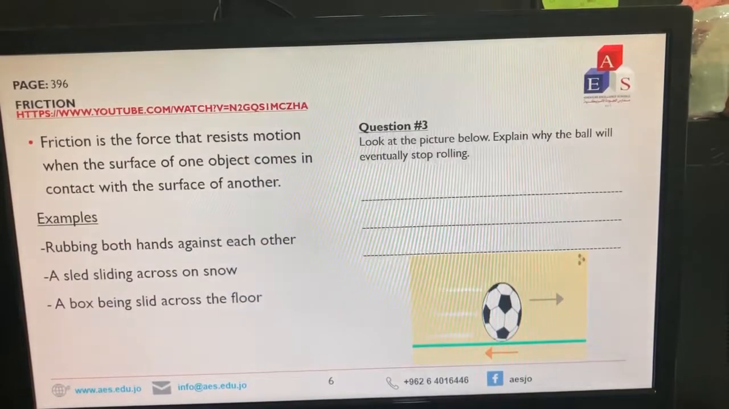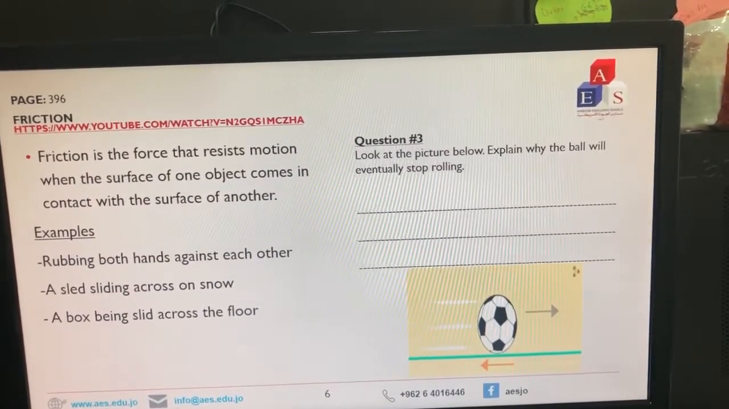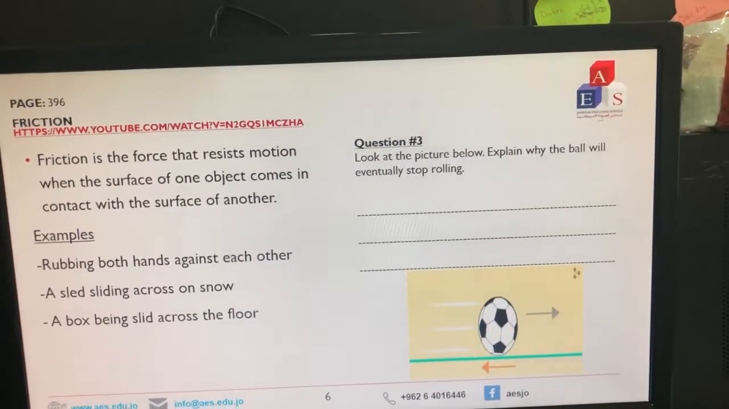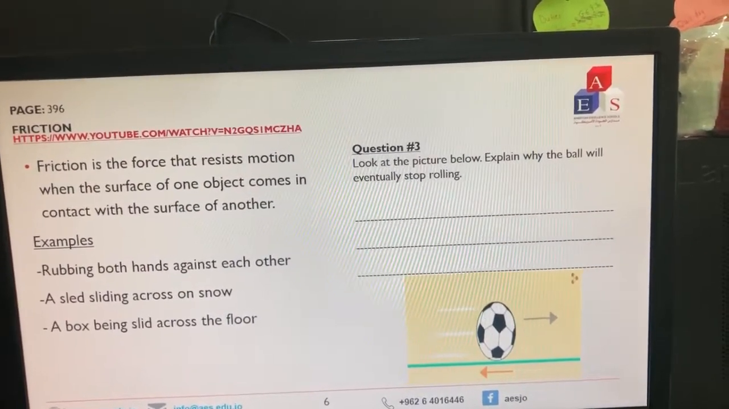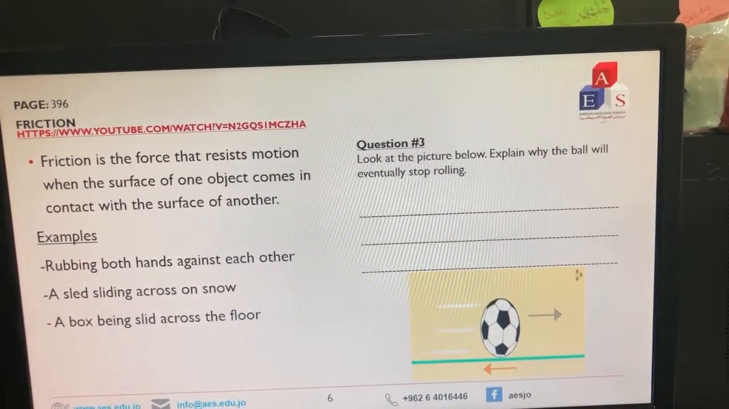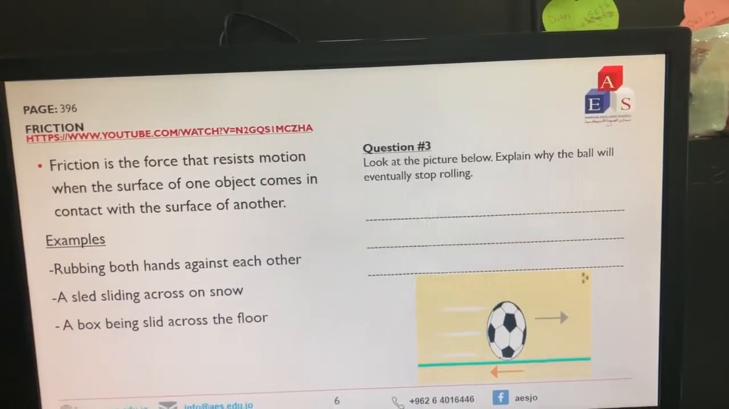And the box being slid across the floor. Let's say grade 6, you did not want to hold the box, it's very heavy, so you slide it across the floor. There's going to be friction because the surface of the box is going to be hitting against the surface of the floor, and it will eventually also stop due to friction, right?